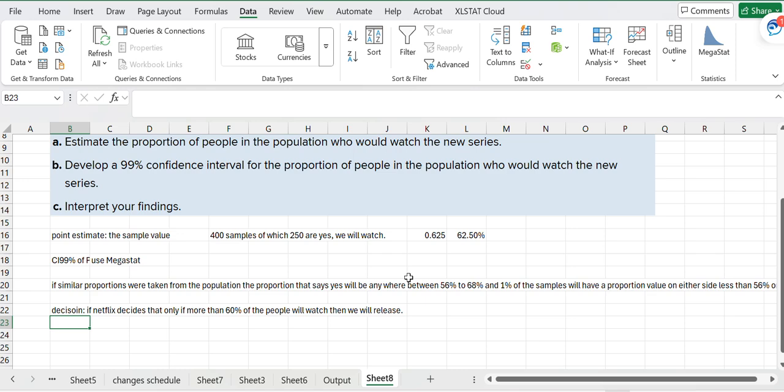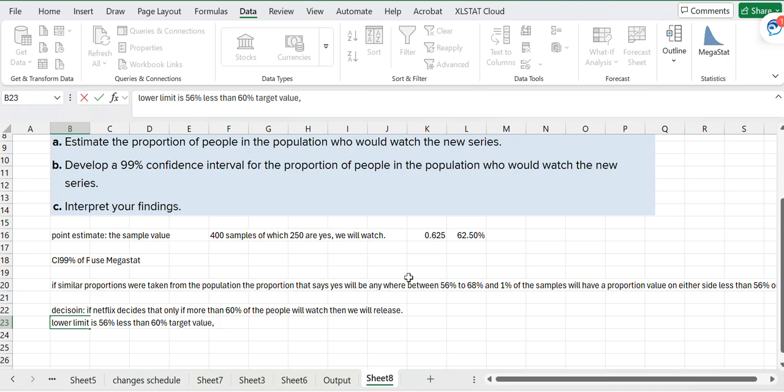Why? The lower limit is 56%, which is less than 60%, that's the target value. So hence we may not release the series. So this is also used for decision making purposes to decide if a particular activity can be proceeded with or not. Thank you.